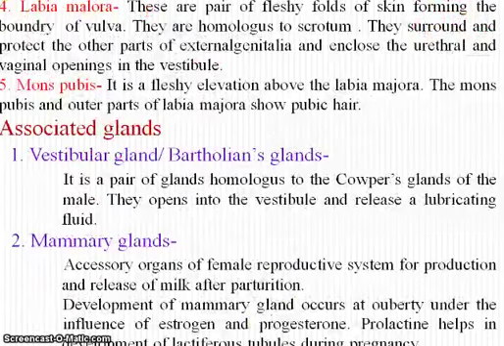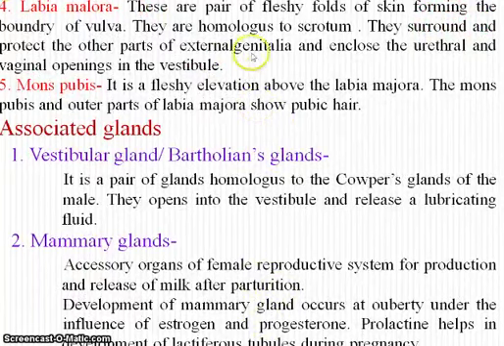Next part, that is the labia majora. Labia majora are a pair of fleshy folds of skin forming the boundary of vulva. They are homologous to the scrotum of the male reproductive system. They surround and protect the other parts of external genitalia and enclose the urethral and vaginal opening. And last part, that is mons pubis. It is a fleshy elevation above the labia majora. Mons pubis and the outer part of labia majora show pubic hairs.